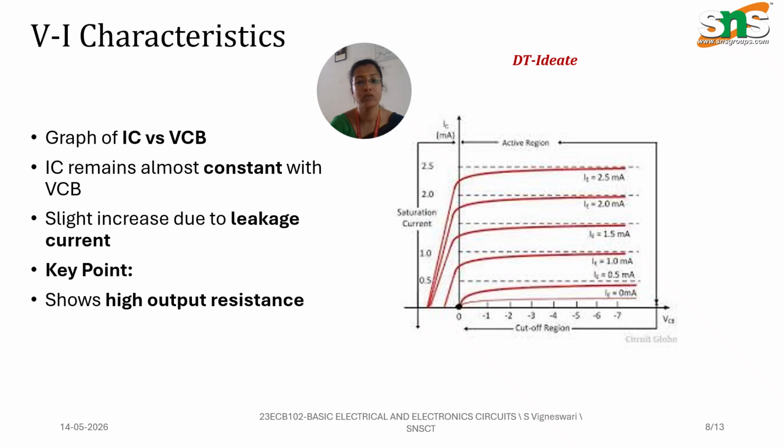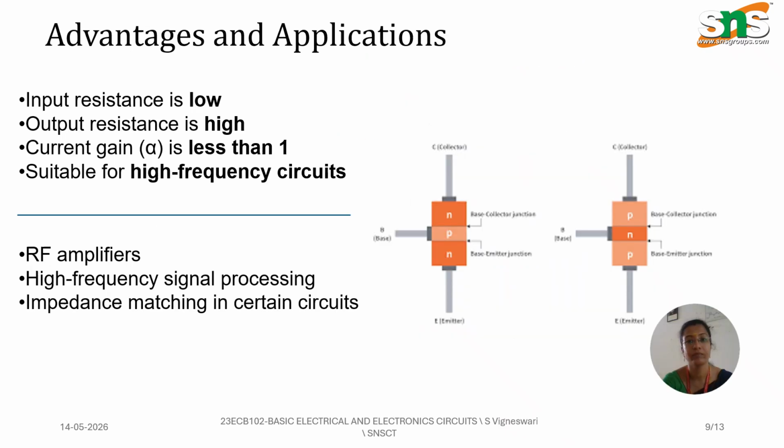The graph also shows the operating regions: active, saturation and cutoff region. We observe from the graph that the collector current does not vary much with the collector base voltage. This indicates that the transistor offers a high output resistance. For amplification, the transistor is operated in the active region, where the emitter base junction is forward biased and the collector base junction is reverse biased, and this region provides stable amplification.